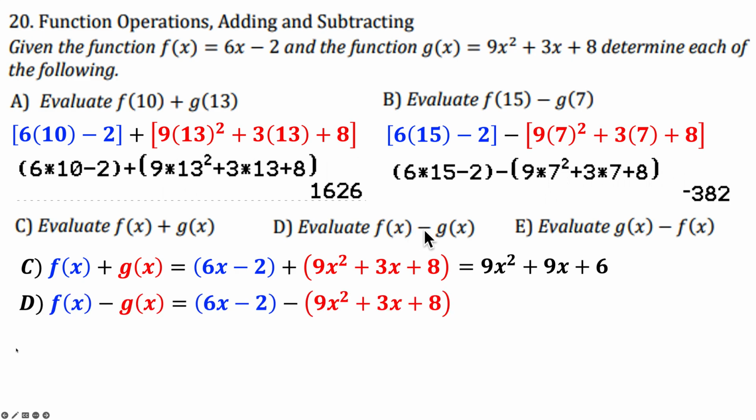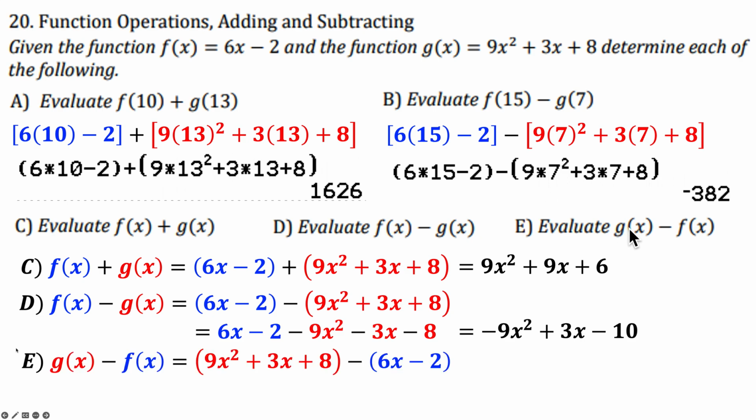f of x minus g of x. Make sure you change the signs on the g function. They all go from plus signs to minus signs. Combine it together, we're going to get negative 9x squared plus 3x minus 10.